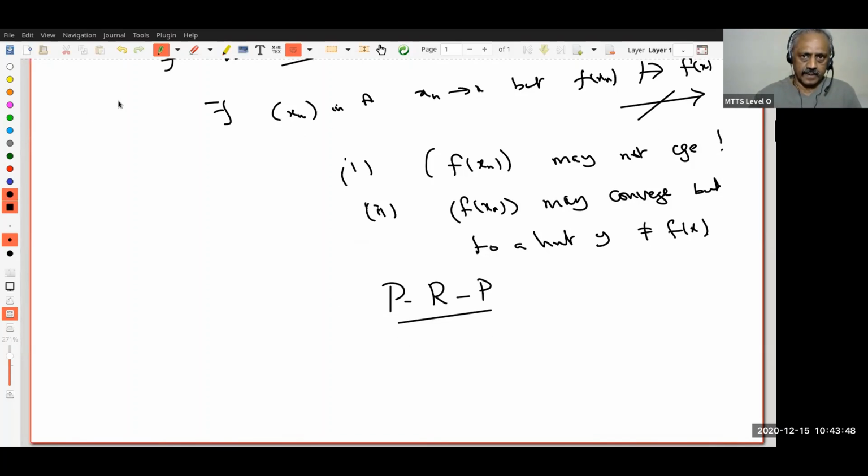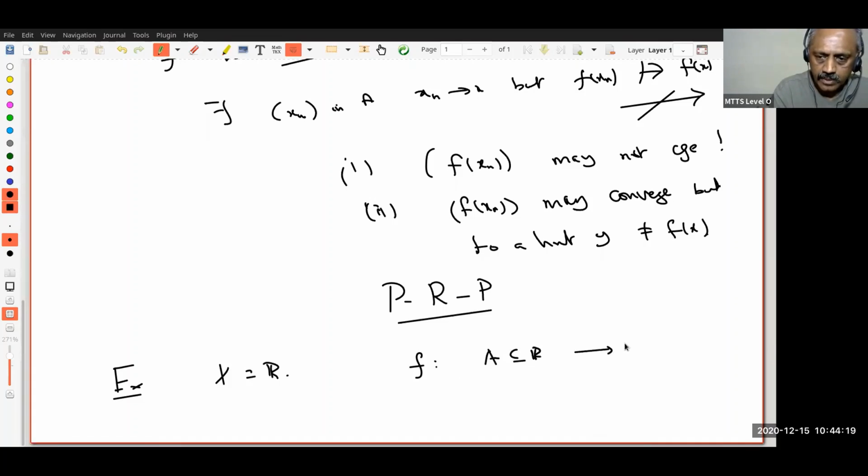Okay, right. So let's look at some examples. With these definitions, we'll start, and these two things can happen. We will illustrate in the simplest case, our favorite example. First, the space X equal to R. Let A be a subset of R, f from A to R, and fix a point x.